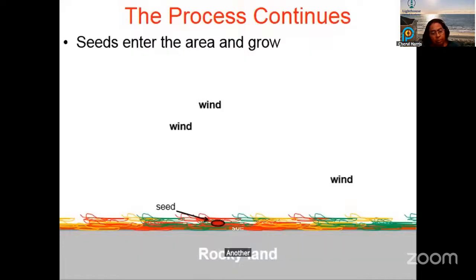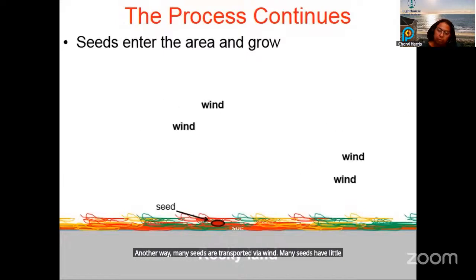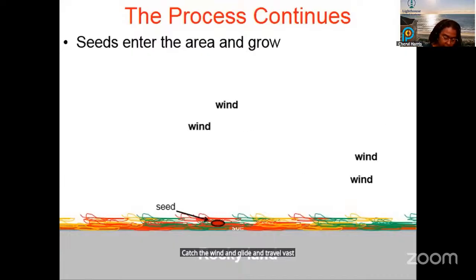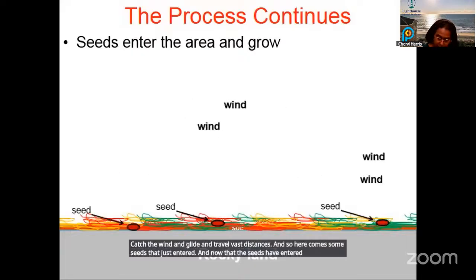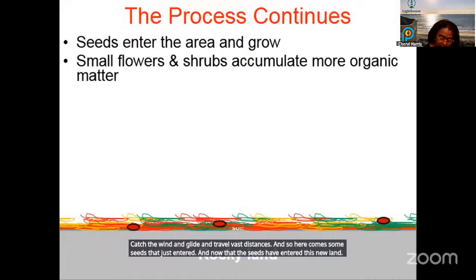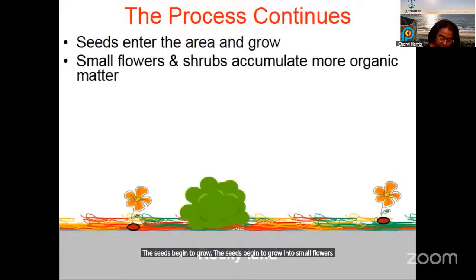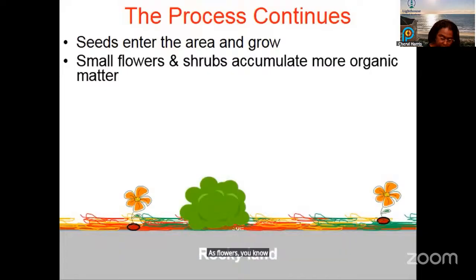Another way, many seeds are transported via wind. Many seeds have little blades on them that help them catch the wind and glide and travel vast distances. And so here come some seeds that just entered. Now that the seeds have entered this new land, the seeds begin to grow into small flowers and small shrubs, and over time, as flowers lose their petals and these shrubs shed their leaves, all of this accumulates on the ground and adds even more thickness to the soil.